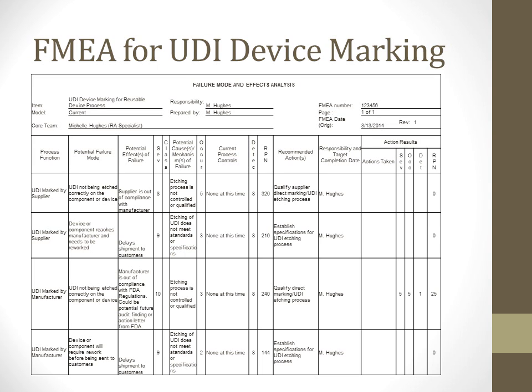They're very similar failures for UDI being marked by the manufacturer, but it's much riskier, because going from a supplier to a manufacturer, they at least would catch it in a quality check, whereas being UDI marked by the manufacturer is automatically out of compliance with FDA regulations, and there could be a potential future audit finding or an action letter from the FDA on this device marking requirement. Again, this is because the process wasn't controlled or qualified, and if you had to rework it, this would also delay your shipment to your customers, causing you to lose money in sales.